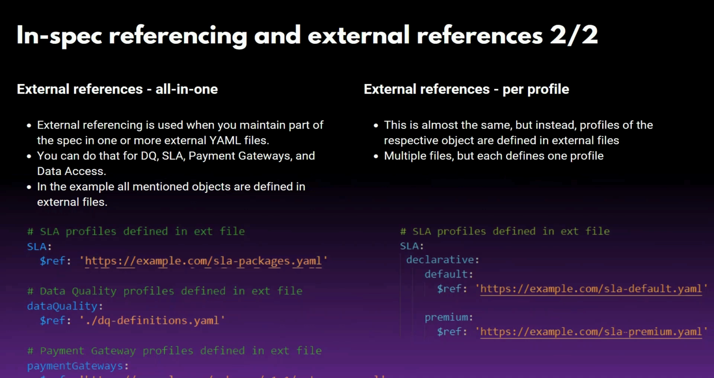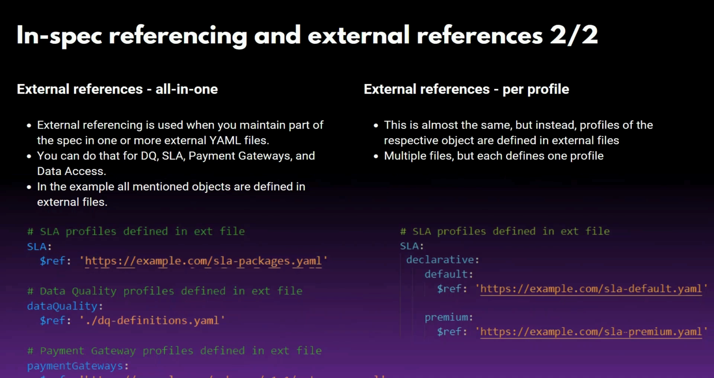In the example on the right, we have the SLA, the default, and under the default is a reference pointing to an external file. Inside that YAML file is the details of the default SLA profile. And the same for the premium. On the premium, reference to a different YAML file, and all this premium spec is actually defined in that file. And you bring it in to the product spec itself.